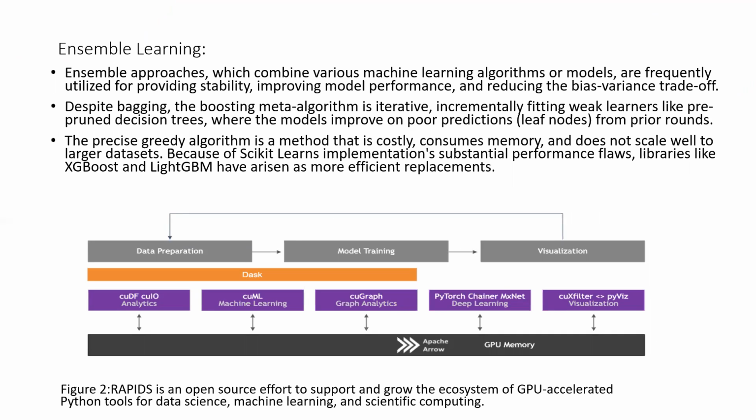In ensemble learning, this part is about ensemble learning. The ensemble approach combines various machine learning algorithms or models and is frequently utilized for providing stability, improving model performance, and reducing the bias-variance trade-off.